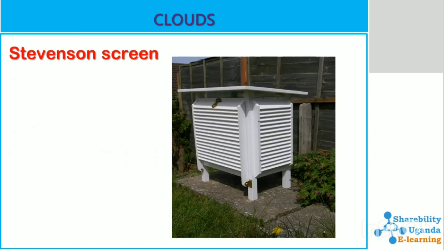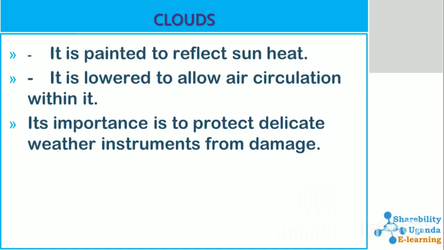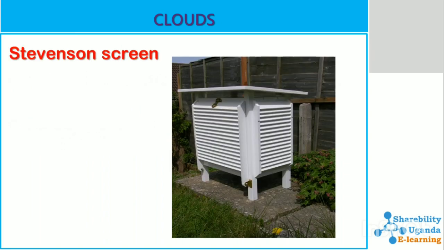This is how a Stevenson screen looks. It is always painted white, simply to reflect sunlight and to show how important the instruments inside it are. It is painted white to reflect sun heat. It is raised to allow air circulation within it. That's why it is raised above the ground, and it has those louvers to allow air circulation into the box.